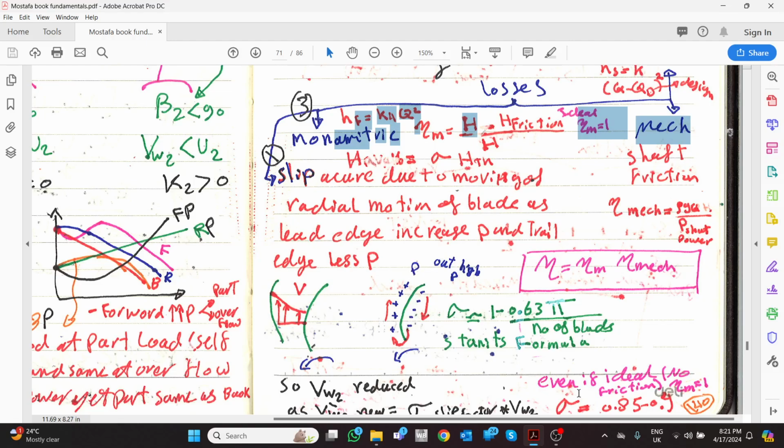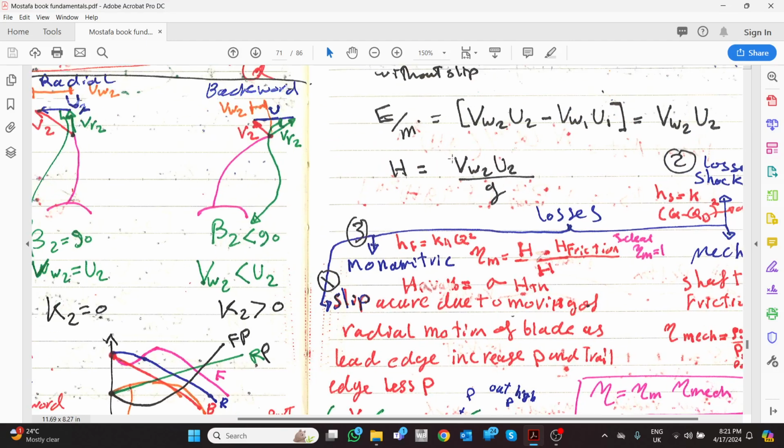Okay, so how to calculate the slip? Slip can be calculated by an equation, Stanitz's formula, which is defined approximately as 1 minus 0.63 multiplied by pi divided by the number of plates. So when we increase the number of plates very high, this term becomes 0, so sigma equals 1. So H theoretical equals H available.